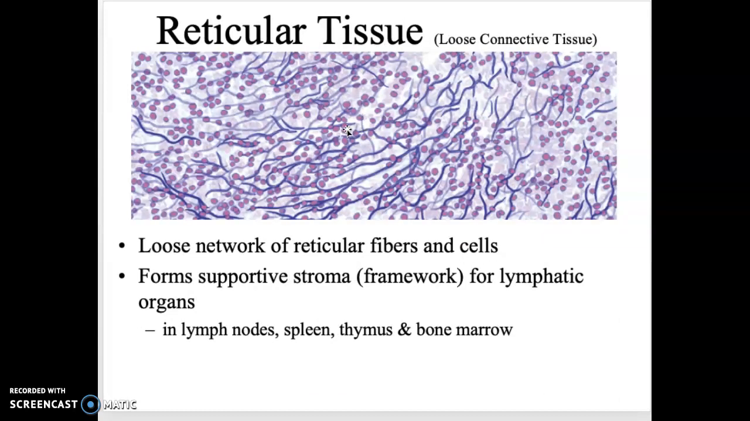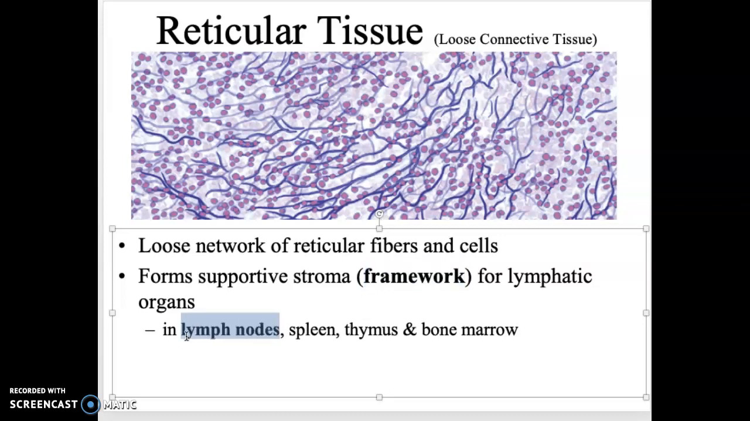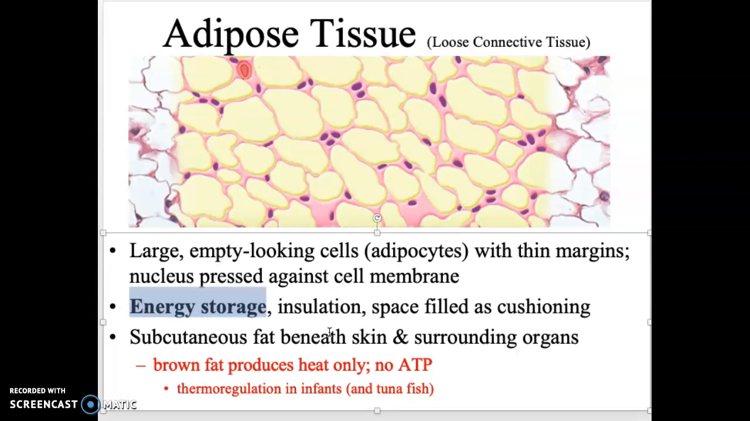Reticular tissue looks like this. This forms framework for your lymphatic system, kind of like skeletal structural support. You find this in your lymphatic system. Adipose is fat. This is good for energy storage, and you find this in the fat.